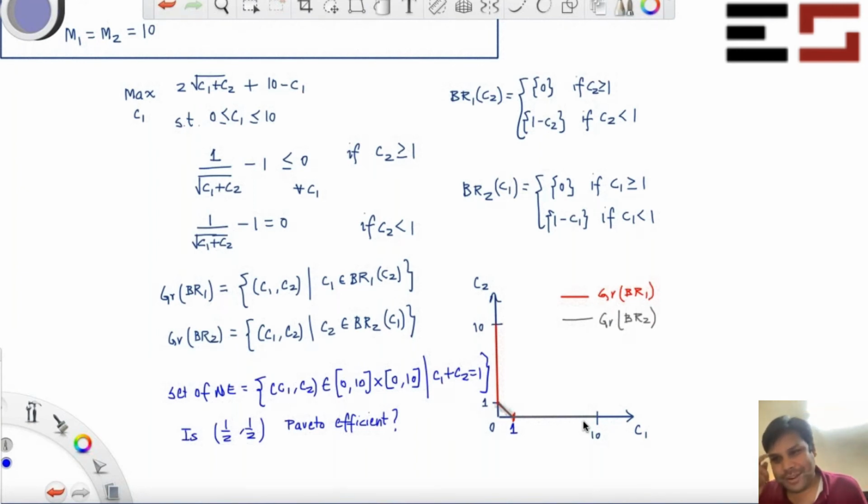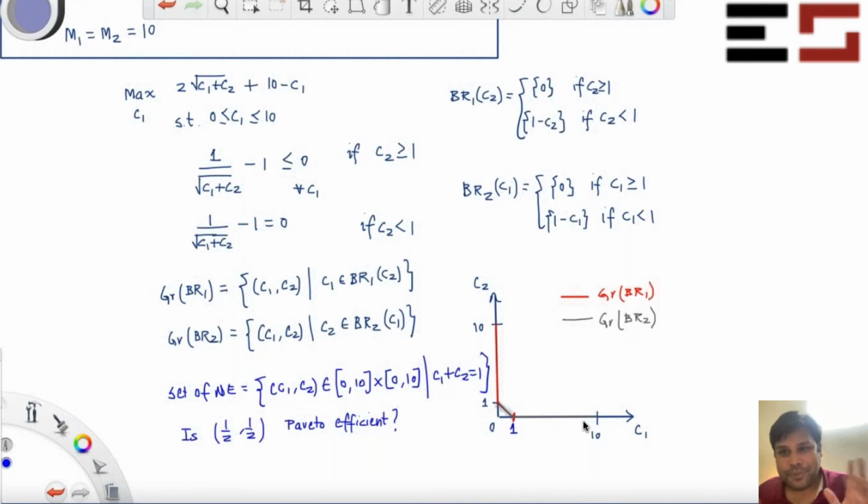Remember, the definition of Pareto efficiency doesn't say that you have to only pick points from the set of Nash equilibria to compare them. What you are doing is looking at the Nash equilibrium half comma half, and checking if there is any other Nash equilibrium which can improve the satisfaction level of one without reducing the satisfaction level of the other. That's not the definition of Pareto efficiency.